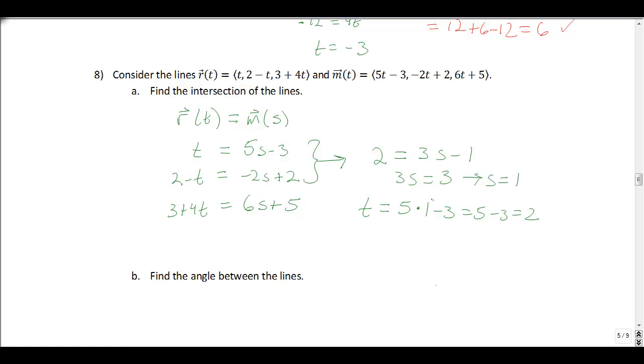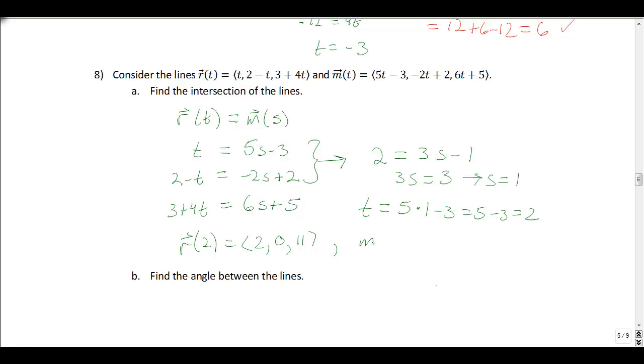Now, note, when we solved this, we ignored this third equation altogether. And so it could be that when we plug in s is 1 and t is 2, the x and y components match, but the z's are different here. So that's fine. One way to check if this works out is just find r of 2 and m of 1. So r of 2, that's 2, comma 2 minus 2, that's 0, 3 plus 8 is 11.